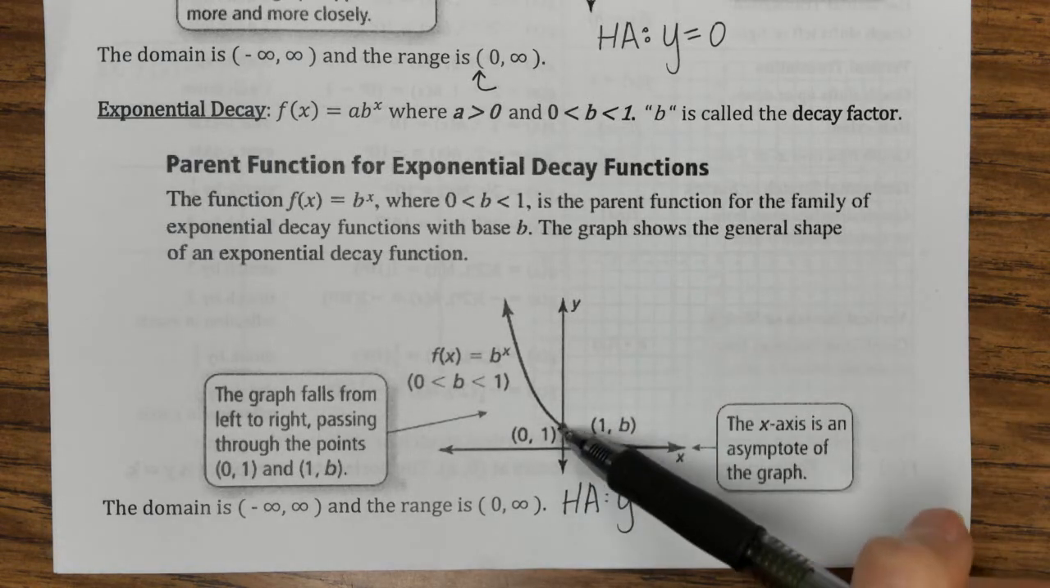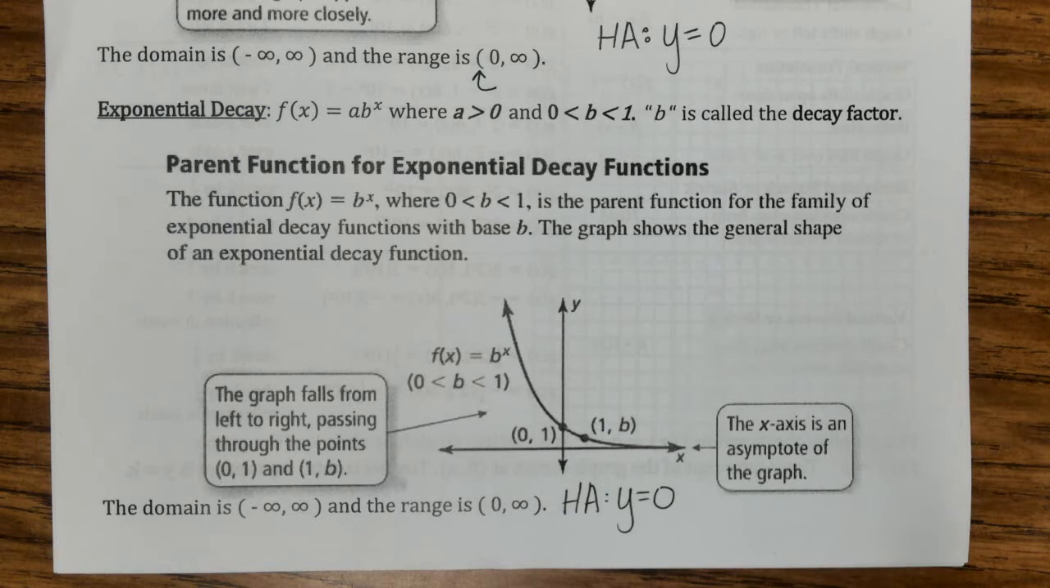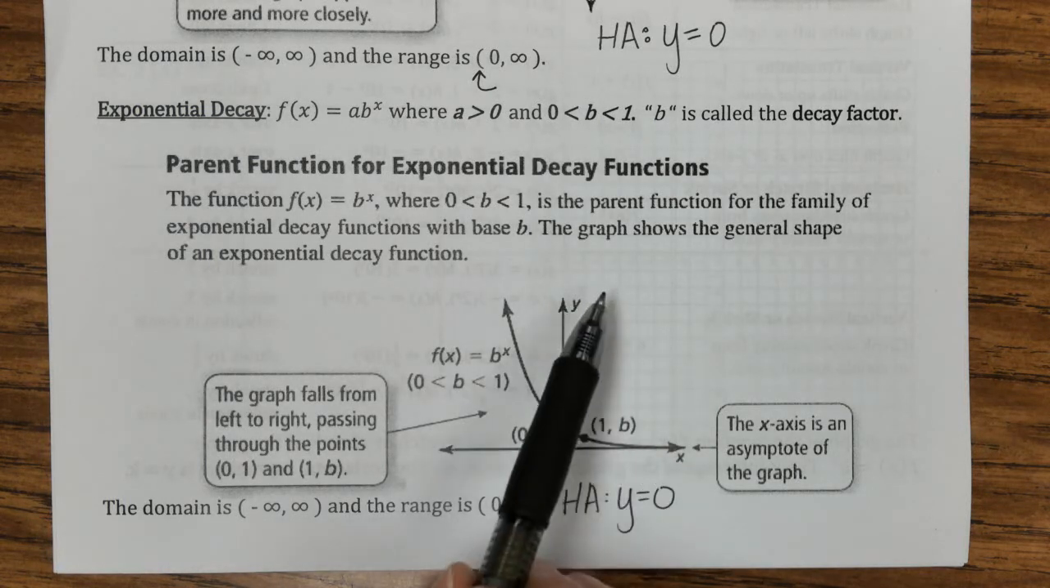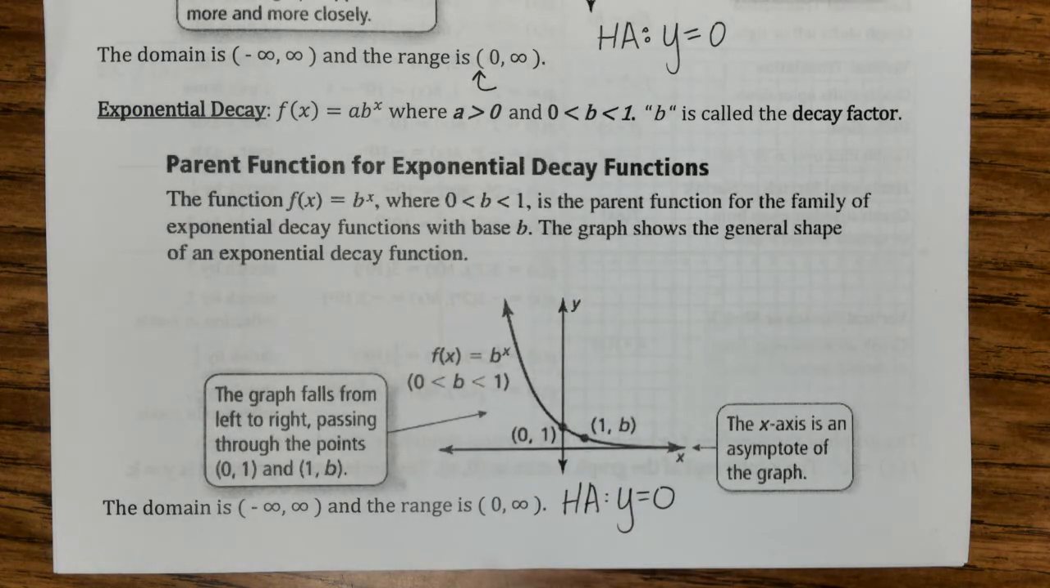And you're still passing 0, 1, and 1, b. Okay? Your domain here is still going to be negative infinity to infinity. Your range is still going from 0 up to positive infinity.